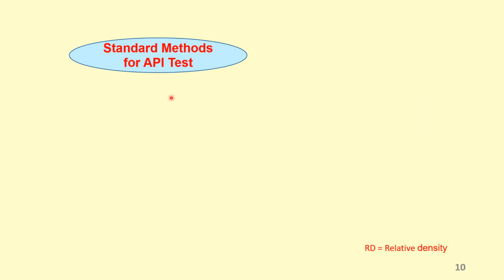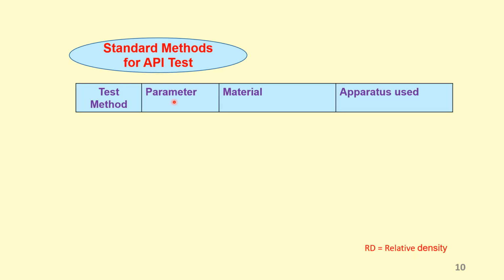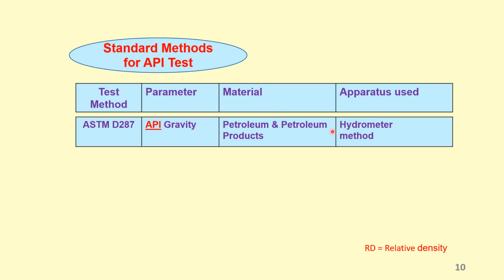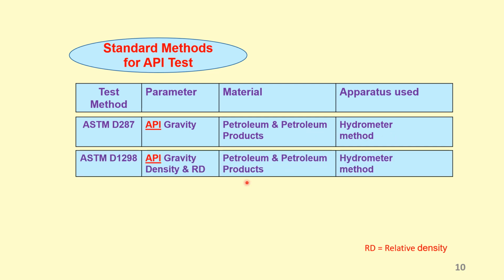Standard methods for API test. Test method, parameter, material, and apparatus used. ASTM D287 is for API gravity, and it can be used for petroleum and its products, and the method uses a hydrometer. ASTM D1298 can be used for API gravity, density, and RD, and it can also be used for petroleum and petroleum products, and this method also uses a hydrometer. Both these methods are manual methods because these are manual hydrometers.